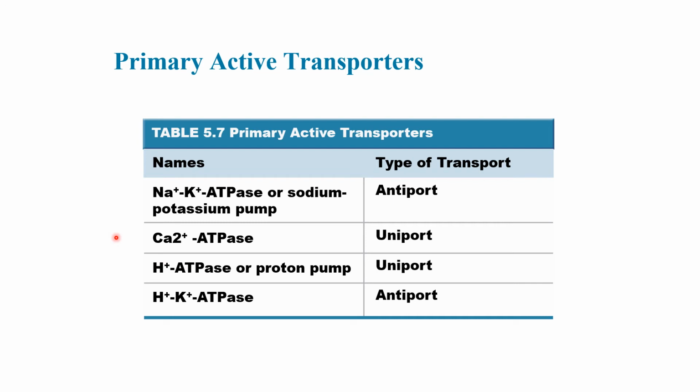But let me show you this table right here. This is showing you a bunch of primary active transports. So those are carrier proteins that allow the passage of substrates against their concentration gradient. And to allow the transport of these substrates, ATP is used directly. So the one that we are going to talk about is a carrier protein known as the sodium-potassium ATPase, or you can refer to it as the sodium-potassium pump. It's an antiport, meaning that sodium and potassium are going to be moving in opposite directions.